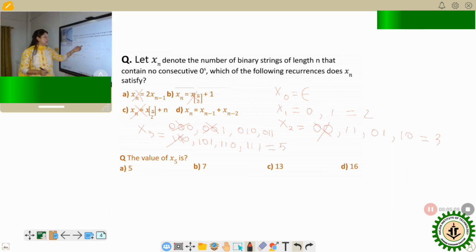Next is xn equal to xn minus 1 plus xn minus 2. That means the addition of the previous two sets. x2 will be x1 plus x0. x1 contains two elements, x0 contains one element, so x2 contains 2 plus 1, 3 elements. Yes, the formula is satisfying. Then x3 equal to x2 plus x1: x2 contains 3 elements, x1 contains 2 elements, 3 plus 2, 5 elements. x3 contains 5 elements. Yes, the formula is satisfying. So the correct answer will be D.